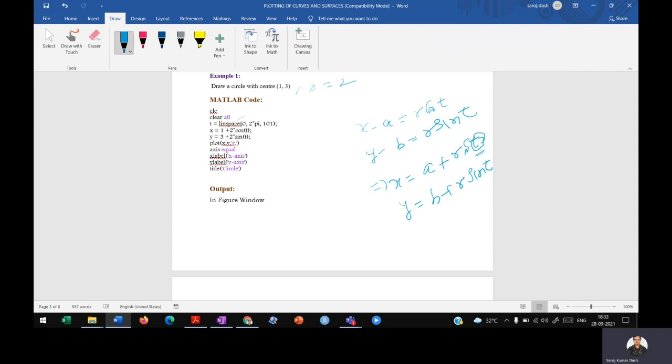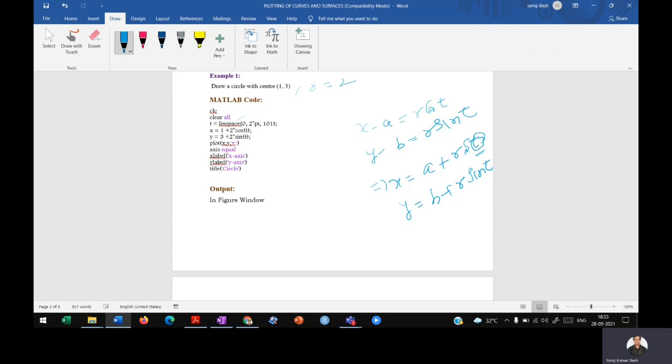One more thing I will tell here. Here I have used a semicolon for each line. Once you use the semicolon, it will suppress those values, which means they will not come in the command window. Otherwise, when you run, those values also come in the command window. So when you put the semicolon, it suppresses them, which means it will not come in the output.